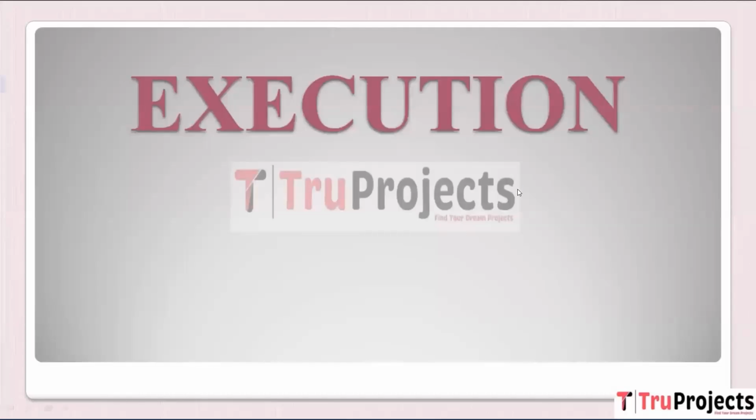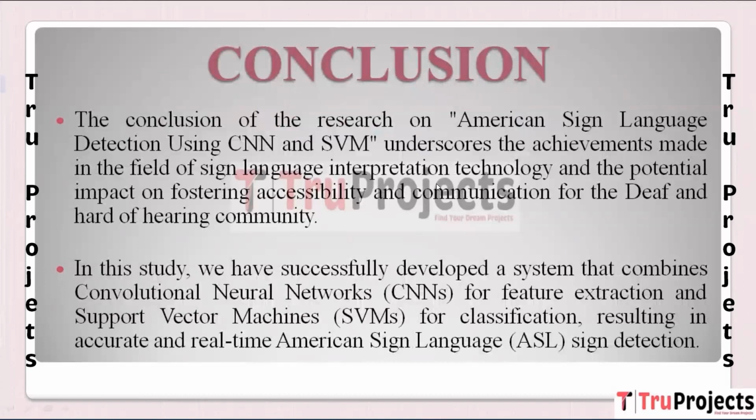Now coming back to the conclusion part. The research conclusion regarding American Sign Language detection using CNN and SVM highlights the accomplishments in the realm of sign language interpretation technology and the possible positive influence on enhancing accessibility and communication for the deaf and hard of hearing community. In this investigation, we have effectively designed a system that integrates convolutional neural networks for extracting features and support vector machines for classification. The outcome is precise and instantaneous detection of American Sign Language signs. So here we have completed our project.